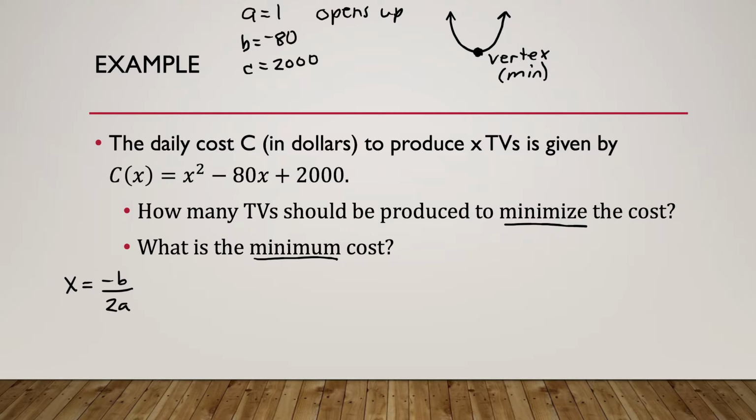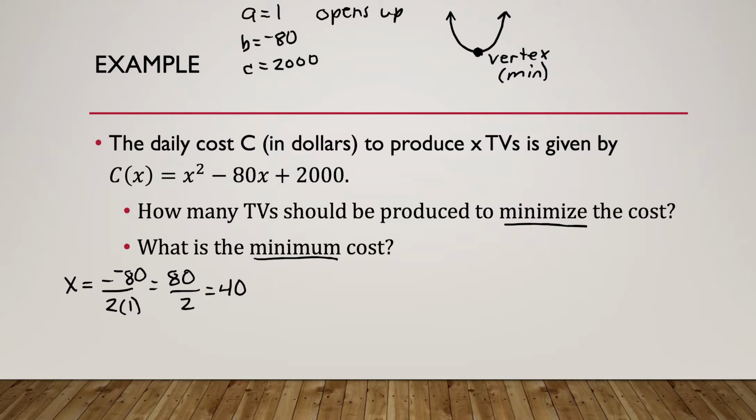Where there's a b, I am going to erase that b and put a negative 80. Where there's an a, I'm going to erase that and put a 1. So a negative negative makes a positive 80 over 2. And so we end up with 40 for our x value.